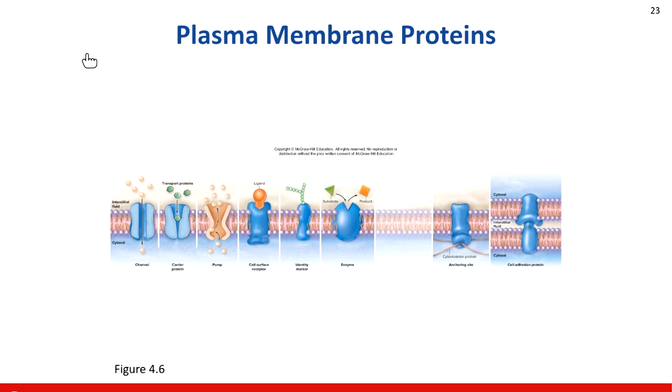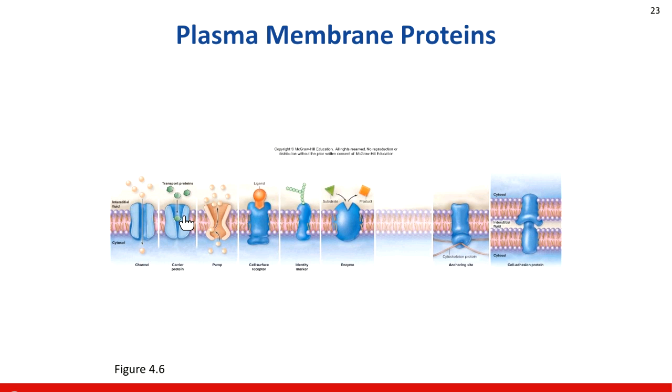All right, so here you can see a channel. We have something on the outside of the cell. We need to get inside the cell, so these proteins allow for a channel to be created. It's usually water filled, and then a certain substance can move across the plasma membrane.